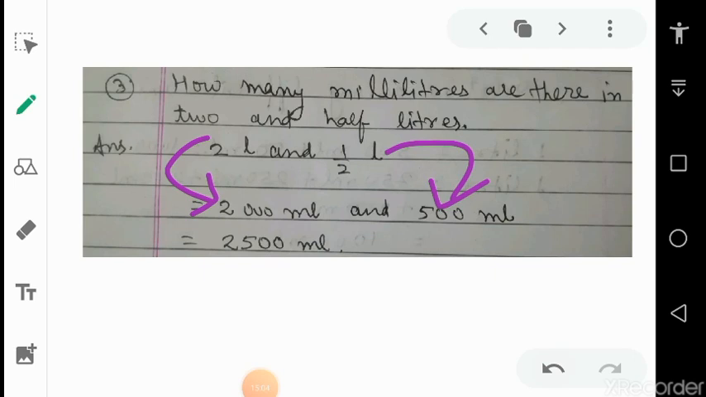Now this one is also important. See this, it is given that 2.5 liter is equal to how many milliliters. So this 2.5 liter we write as it is. Now we want to convert into milliliter, so just multiply 2 liter by 1000, it is 2000, and half liter means 500 ml. So finally we add them together, we will have 2500 milliliter.